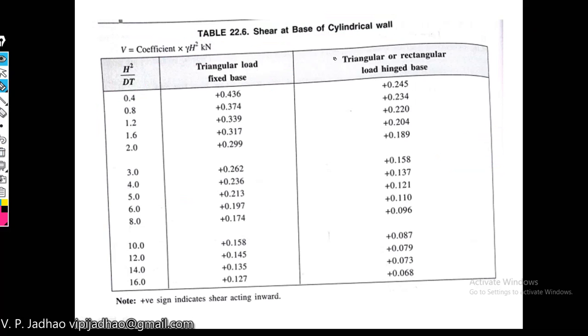This formula can be used for calculating the shear at the base. If we have a hinged base, this is not required. But if we have the hinged base and the loading is triangular or rectangular, then we have to use this column.